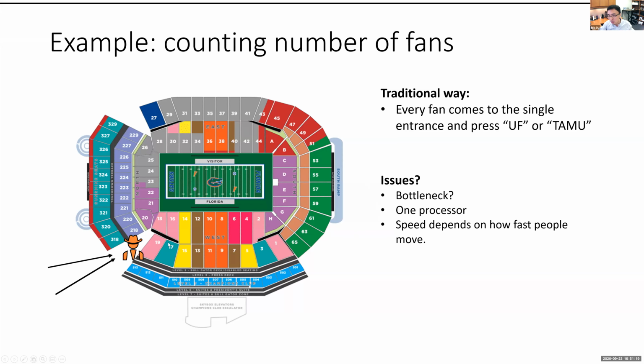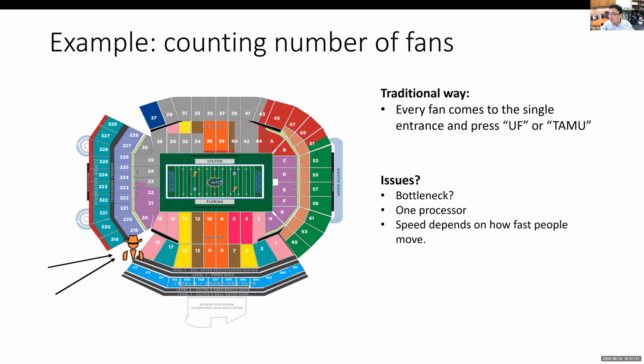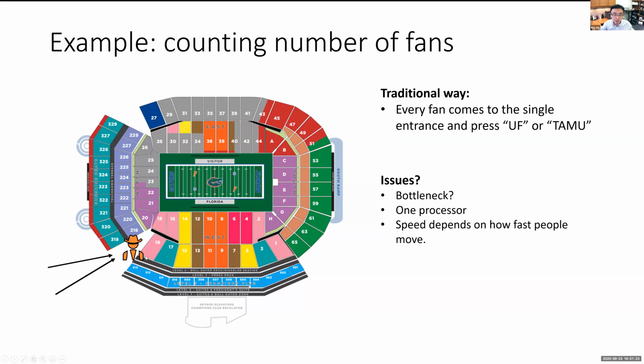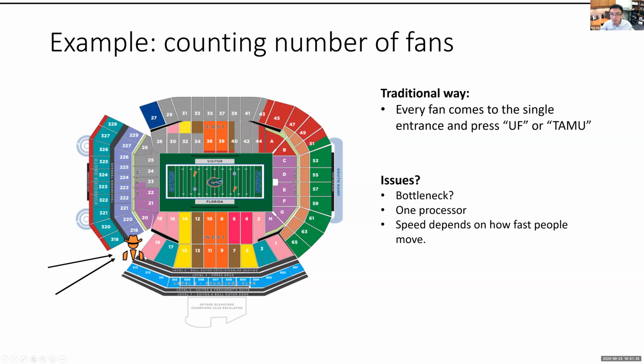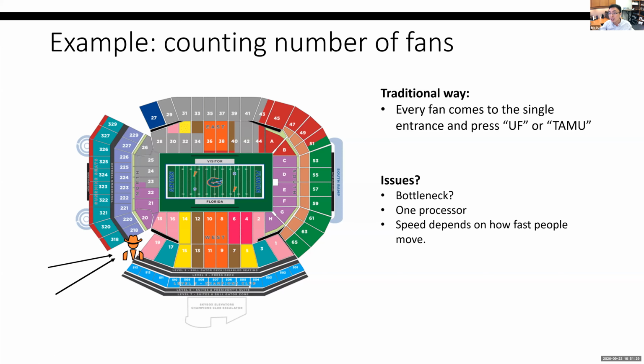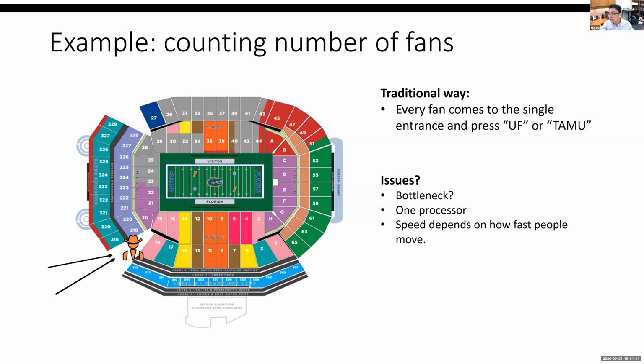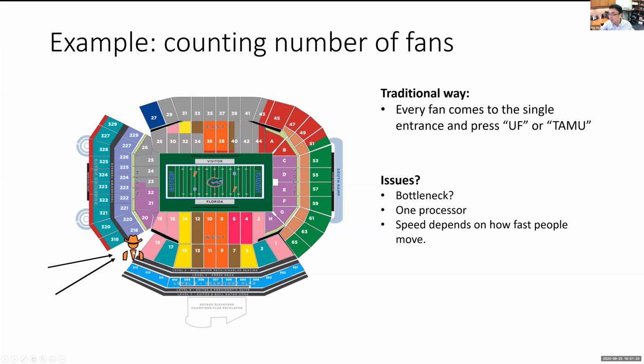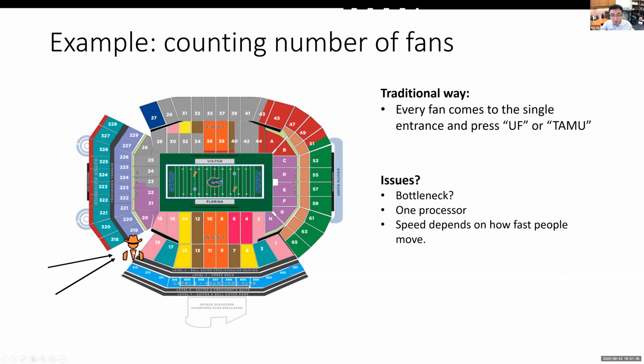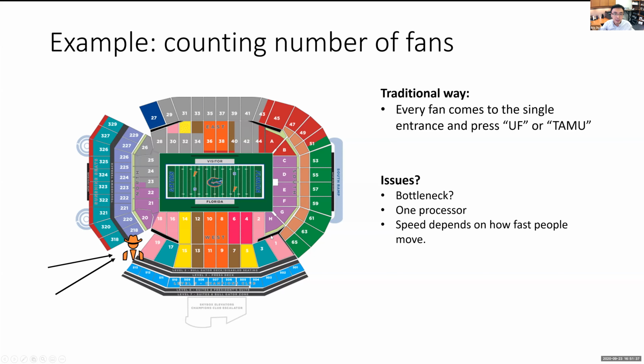How fast people move means what? The bandwidth, like how fast you can exchange data. And also the CPU of this person, right? How fast the person can process data. And there are also other issues such as the reliability, the resilience of your system. So if something's wrong with this person or with that CPU, with that computer, then the entire system will fail.